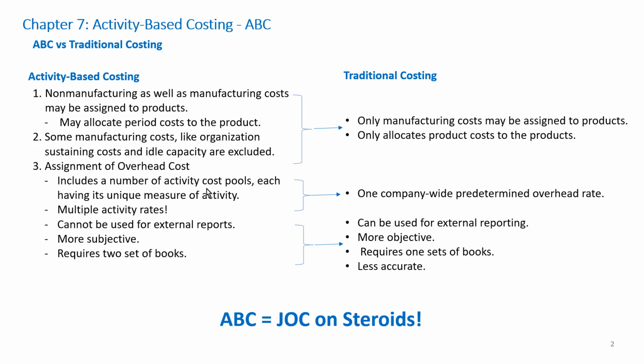ABC cost pools are created to correspond to the activities performed in an organization that cause the consumption of overhead resources. Therefore, the total number of ABC cost pools will exceed 1, as in the plant-wide approach, and it is likely to exceed the number of departments within a company, as in the departmental approach, since more than one activity is often performed within each department. Each ABC cost pool has its own unique measure of activity.